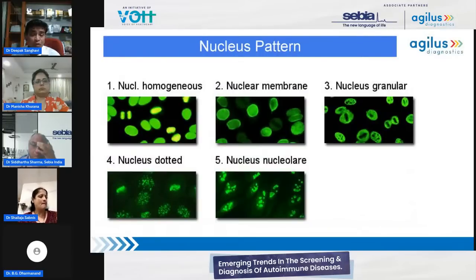So these are the patterns which you see under the microscope, where you are seeing a nucleus in a hepatocyte cell, and you see the pattern as homogeneous, membrane, granular, or dotted pattern. Next slide.